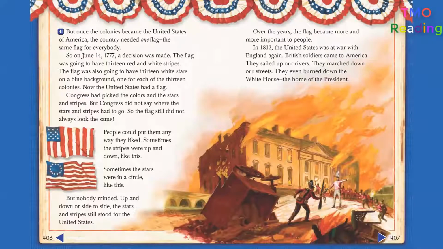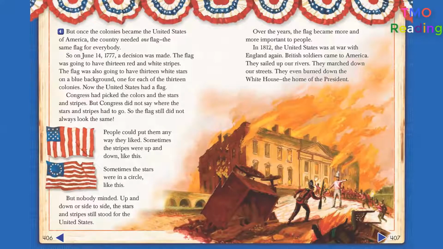But once the colonies became the United States of America, the country needed one flag, the same flag for everybody. So on June 14th, 1777, a decision was made. The flag was going to have 13 red and white stripes. The flag was also going to have 13 white stars on a blue background, one for each of the 13 colonies. Now the United States had a flag.